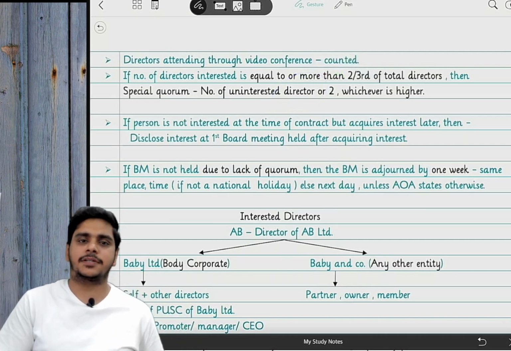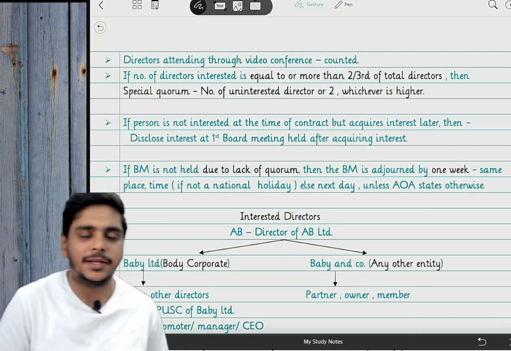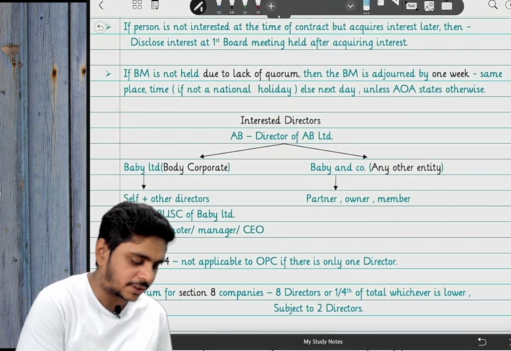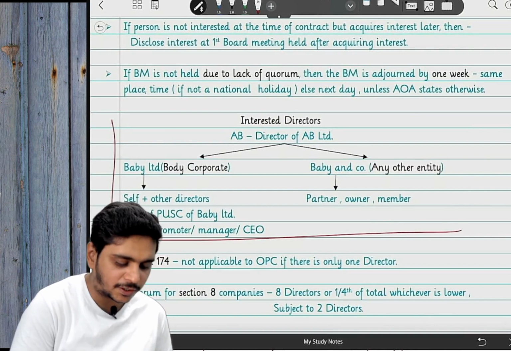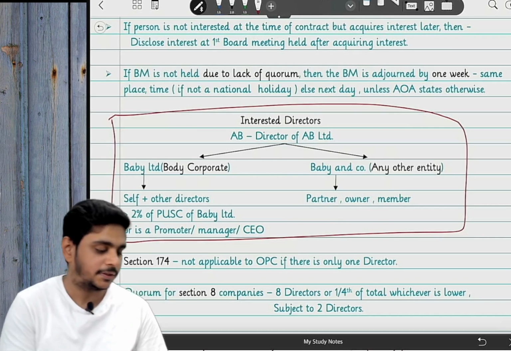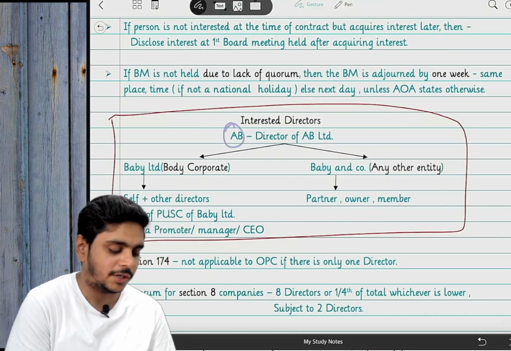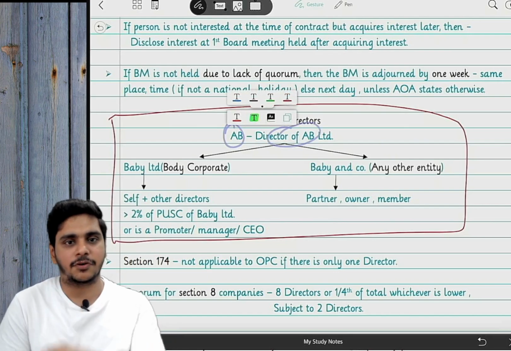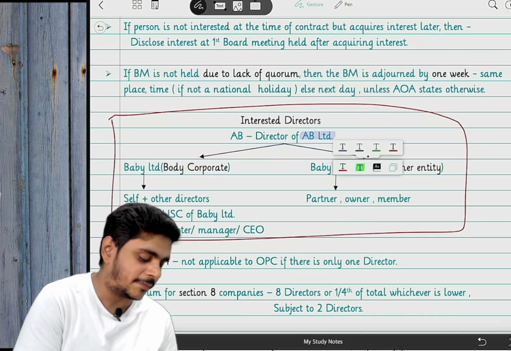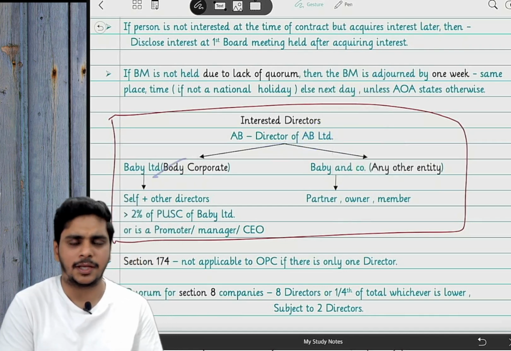First, let's understand what an interested director is. This is the definition of interested directors, only for your reference to understand how to calculate it. So AB is a director of AB Limited. Our company, AB Limited, is entering into a transaction with Baby Limited. Baby Limited means any body corporate.